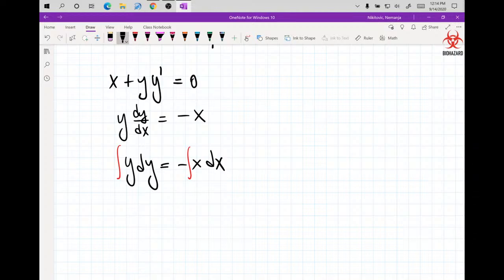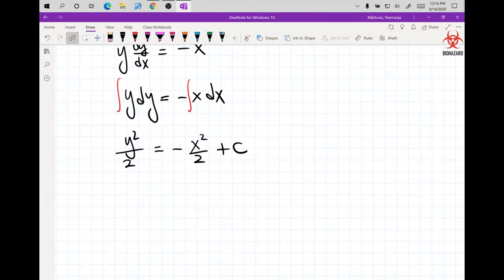So if you solve this, you get y squared over 2 is equal to negative x squared over 2 plus c. Now I know this is going to trigger some of you, but you'll get used to it. Actually, before I trigger you, let's put this x squared over 2 plus y squared over 2 equals c. And then I multiply the entire equation by 2.